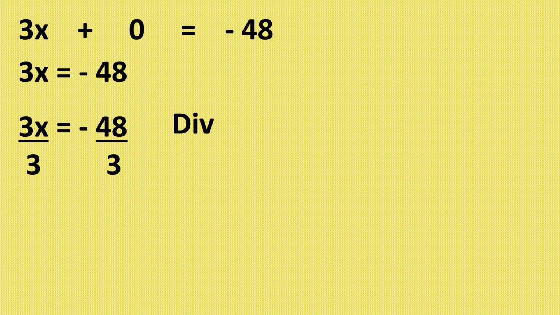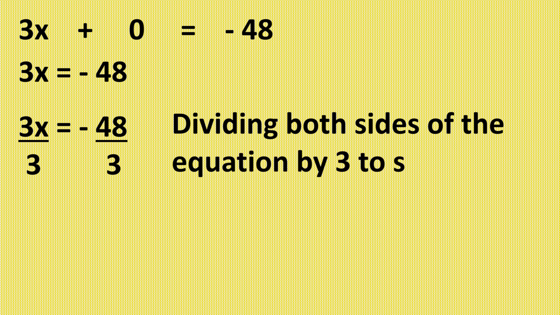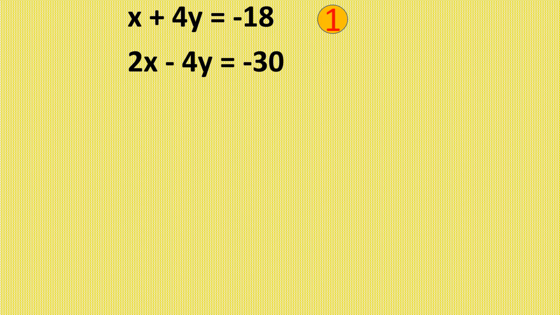The whole objective is to be able to solve for x. So if we divide 3x by 3 and then divide the right hand side, minus 48, by 3, we have x, because 3 divided by 3 is 1, and minus 48 divided by 3 is minus 16. So we have solved for x. Our x is minus 16, and thereafter we'll begin to solve for y.